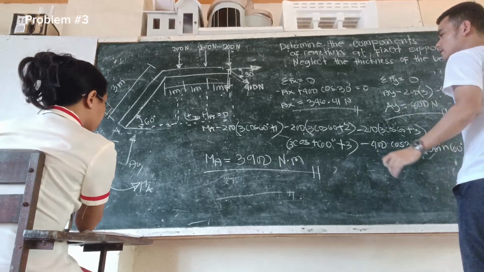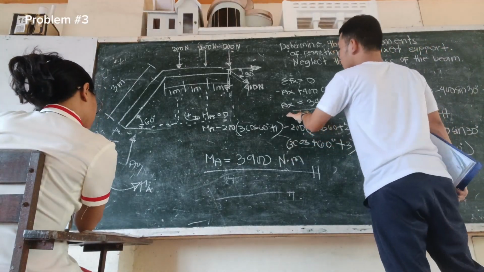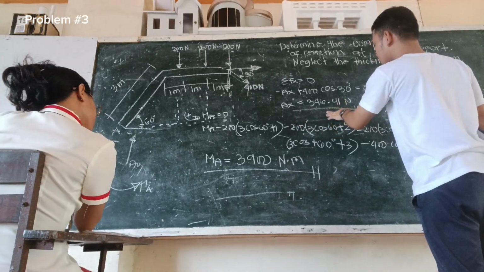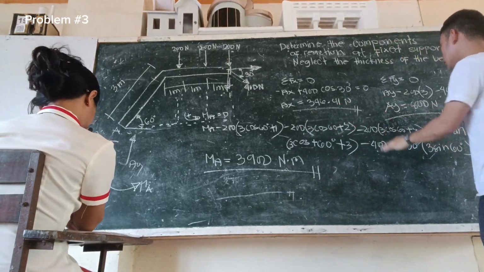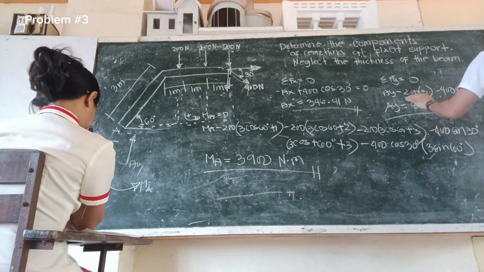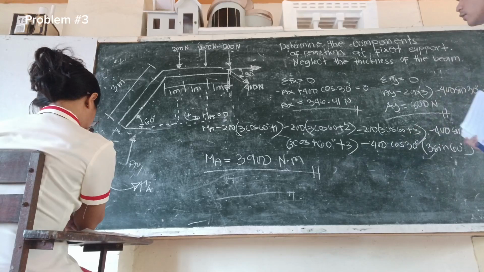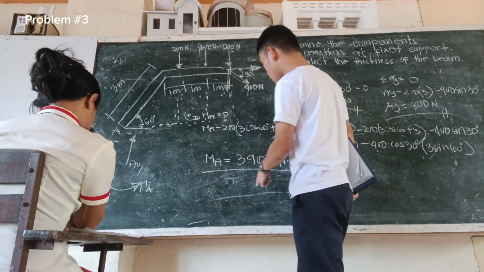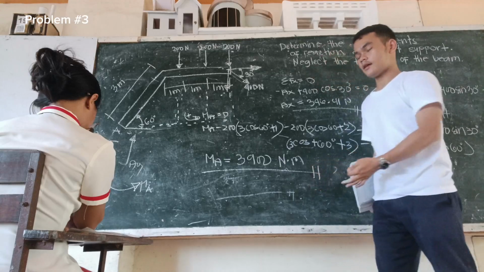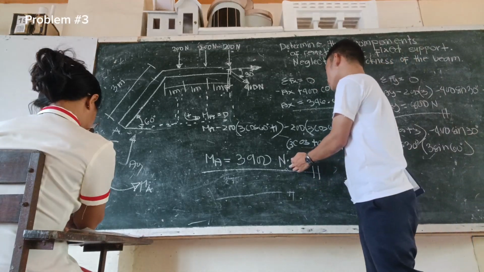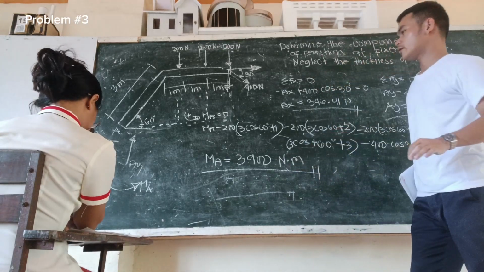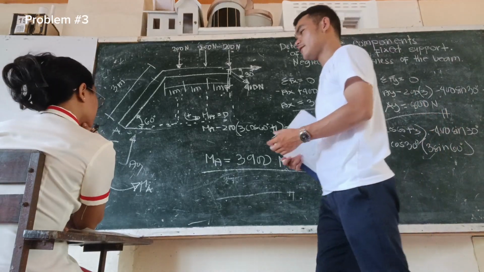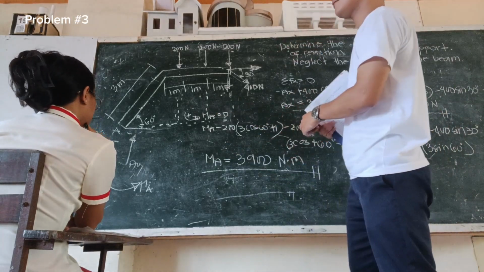So we have the three answers. The summation of forces along X is 346.41 Newton. The summation of forces along Y is 800 Newton. And the answer for our moment A is equal to 3,900 Newton meter. So do you have any questions or clarifications regarding my discussion?